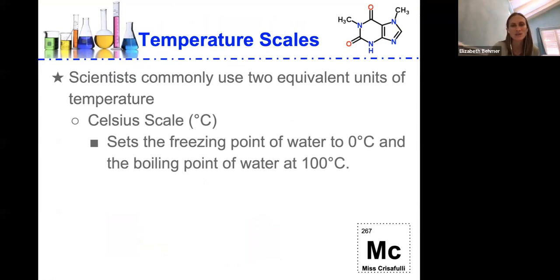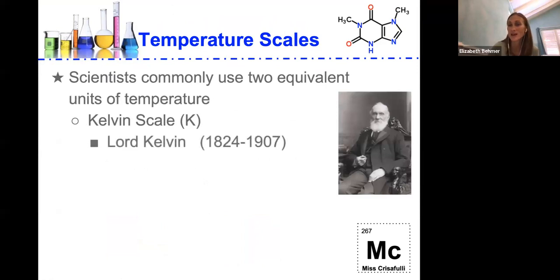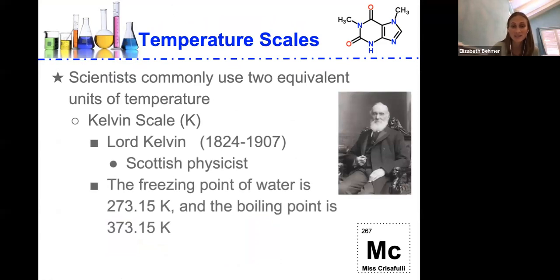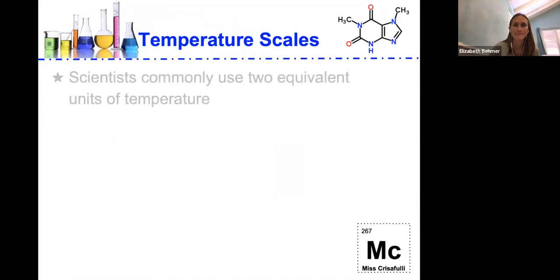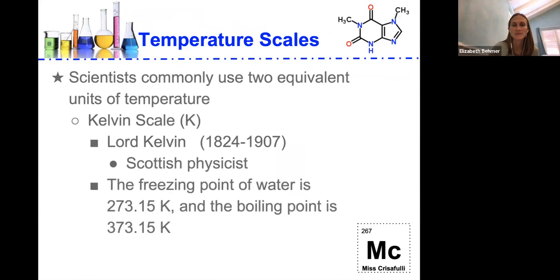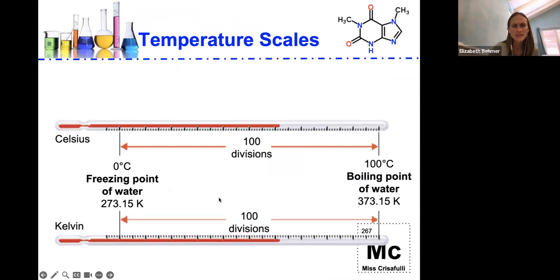And scientists commonly use 2 equivalent units of temperature: the Kelvin scale, after Lord Kelvin, who was a Scottish physicist, that sets the freezing point of water at 273 Kelvin, and the boiling point is 373 Kelvin. So just a 100-degree difference in Kelvin between the freezing and boiling point of water. Scientists use these 2 scales, Kelvin and Celsius, as you can see here. And you can see here, they're both a 100 division difference.